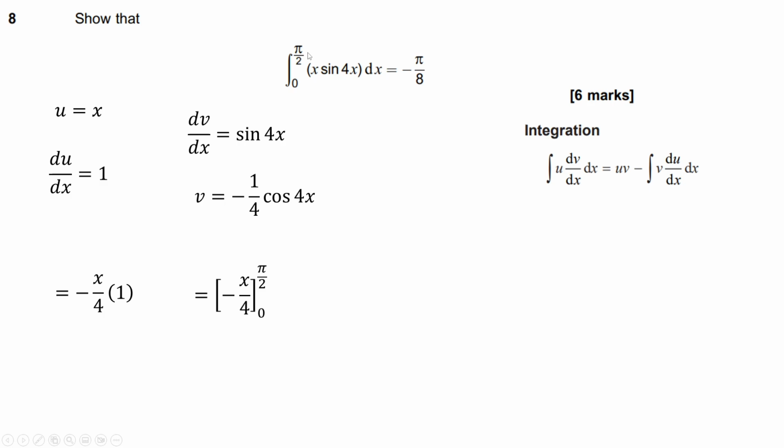And then we've got the limits, so we're actually going to plug in the limits, from 0 to pi over 2. This is just minus pi over 2 over 4, so it's going to be minus pi over 8, and then you subtract what you get when you plug in x equals 0. But when x equals 0, this just goes away to nothing. So your final answer is just minus pi over 8.